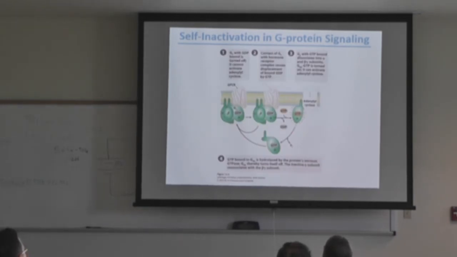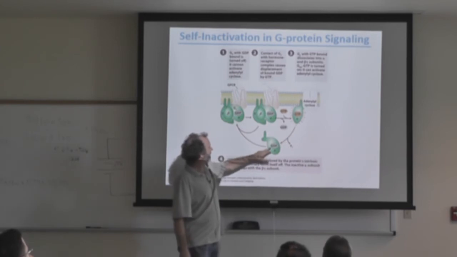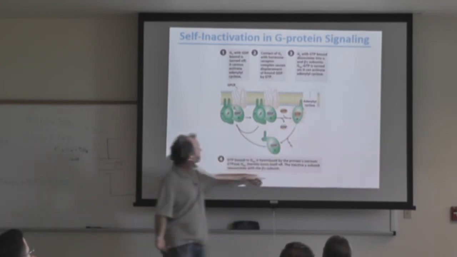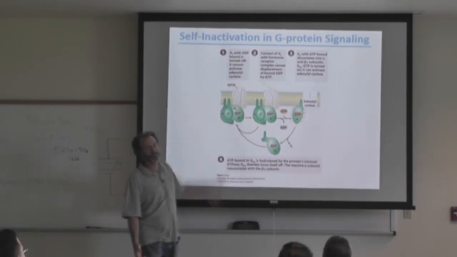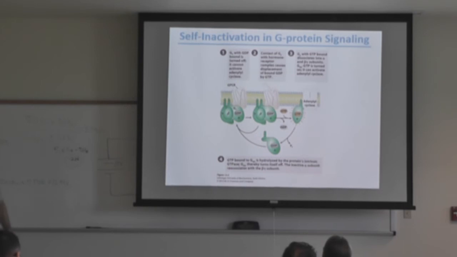So eventually the GTP is going to convert to GDP, and the alpha subunit will dissociate from adenylyl cyclase and go back to being a G protein. So that's one of the methods of how you inactivate it.